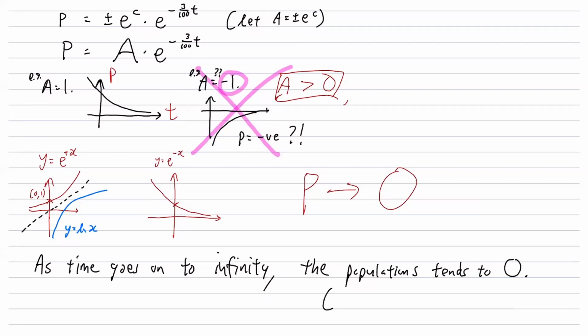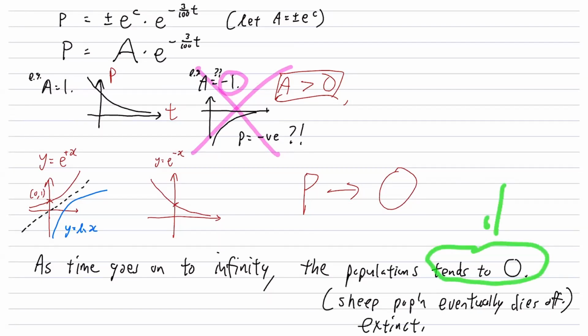Okay. Sheep population eventually, just phrase it somehow, eventually dies off. No more. Gone. Okay, extinct. You can just work on your English, I don't know. But here's the standard way to describe it: tends to 0 or tends to infinity. Okay? I like to use these 3 phrases.